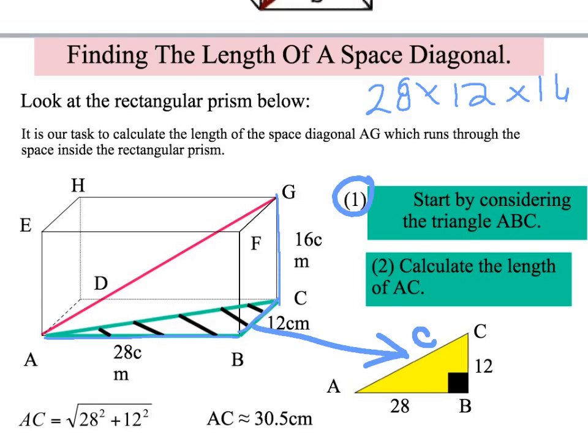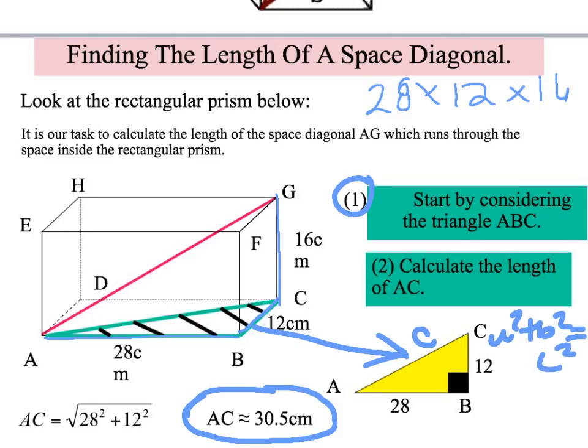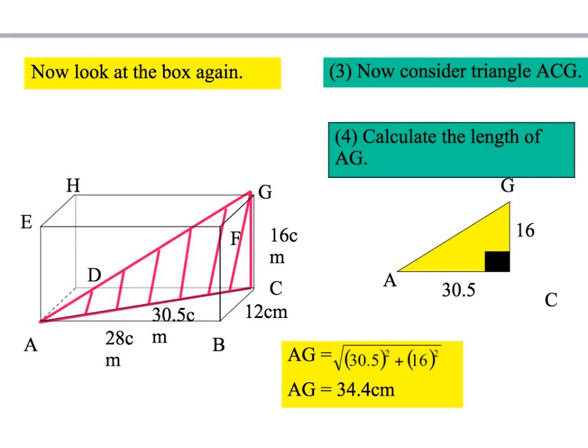You would do 28 squared plus 12 squared, and you'd end up taking the square root. That's just working out the Pythagorean theorem. And you get that length AC, the hypotenuse, is 30.5 centimeters long. And all we did was the Pythagorean theorem, A squared plus B squared equals C squared, to figure that out. So now we've got this length right here, and that is approximately 30.5 centimeters.